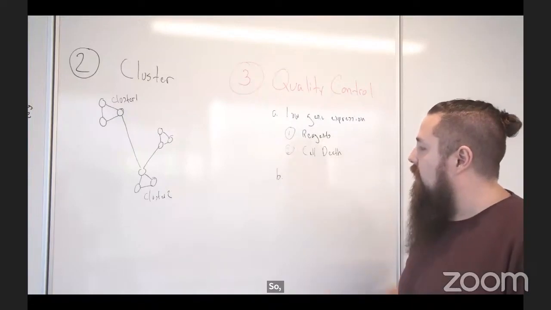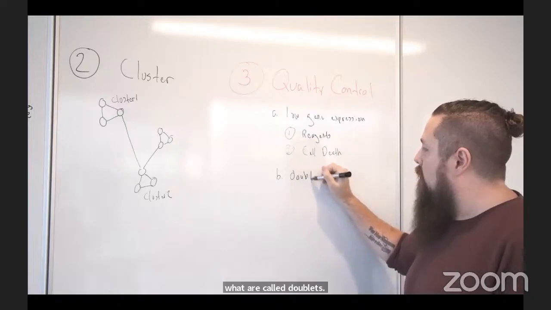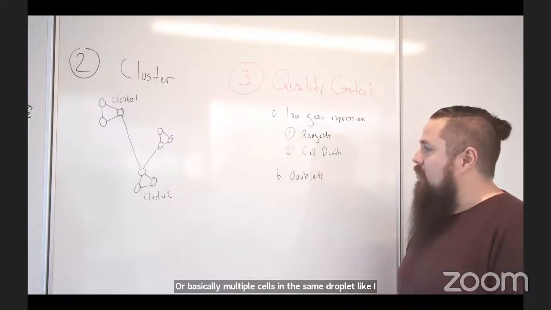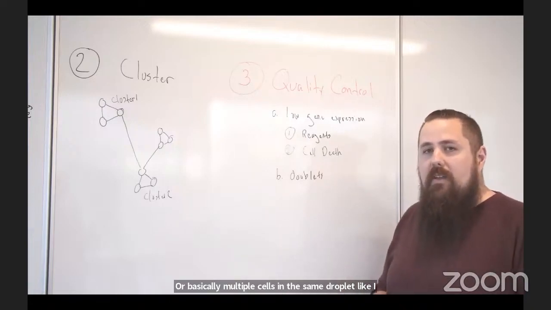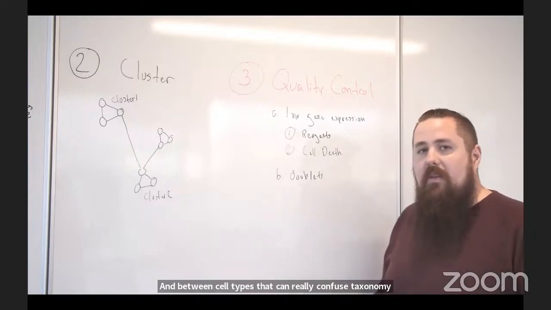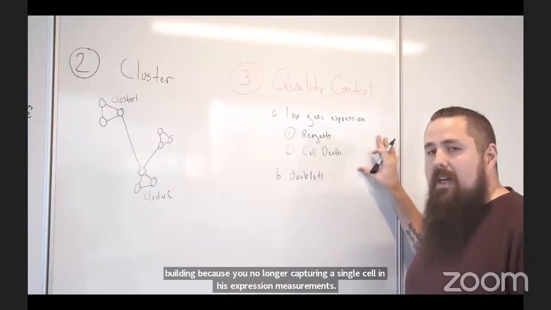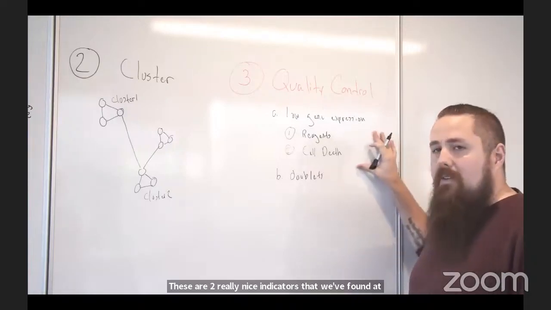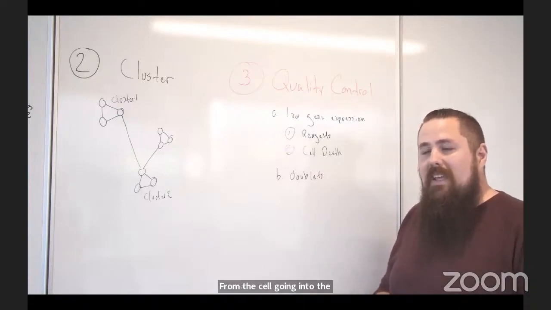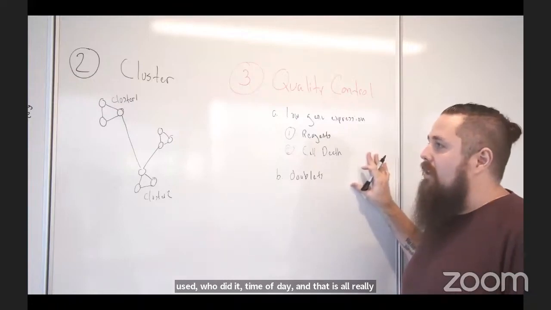Another indicator also comes from the technology side, where we can have what are called doublets, or basically multiple cells in the same droplet, like I showed previously. This leads to RNA mixing between cell types that can really confuse taxonomy building, because you're no longer capturing a single cell in these expression measurements. These are 2 really nice indicators that we've found at the Allen Institute. We track all this information from the cell going into the sequencer, the reagents used, who did it, time of day, and that is all really useful in figuring out what the low quality data are in our data sets.